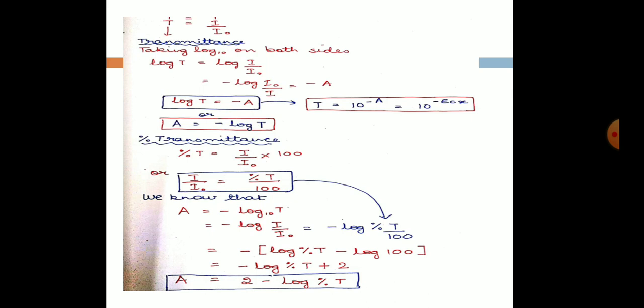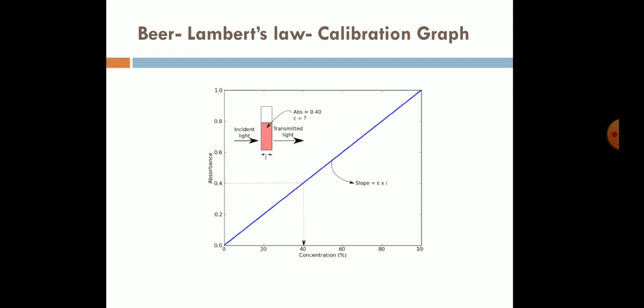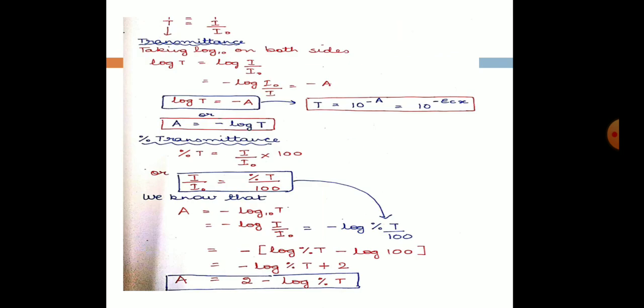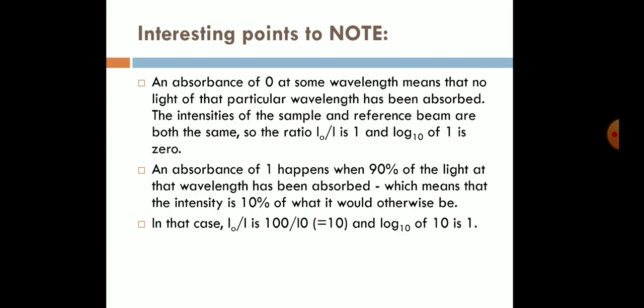So many relationships we are having, and we will be using them to solve the numericals based on Lambert-Beer's law. The one expression is that A is equal to epsilon Cx. Another expression is A is equal to minus log T. Then A is equal to 2 minus log percentage transmittance. So these are the three main expressions that we get by solving the Lambert-Beer's law in several ways.